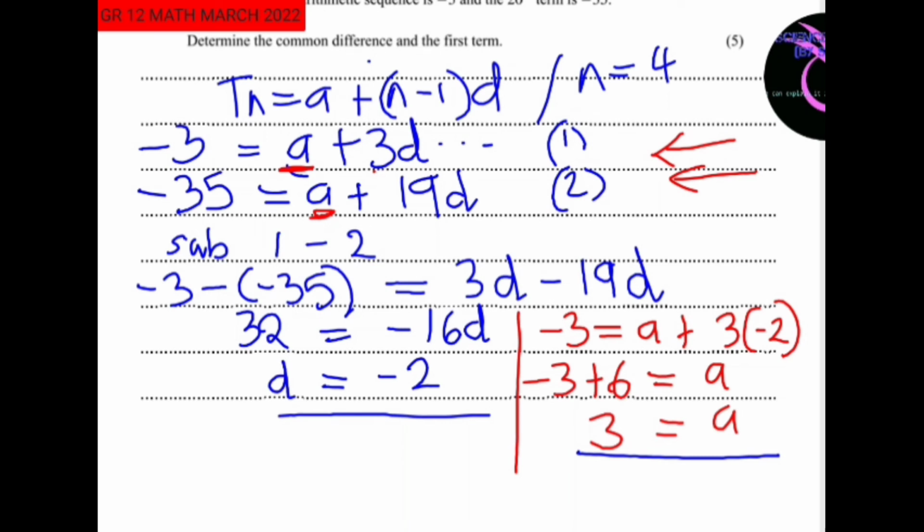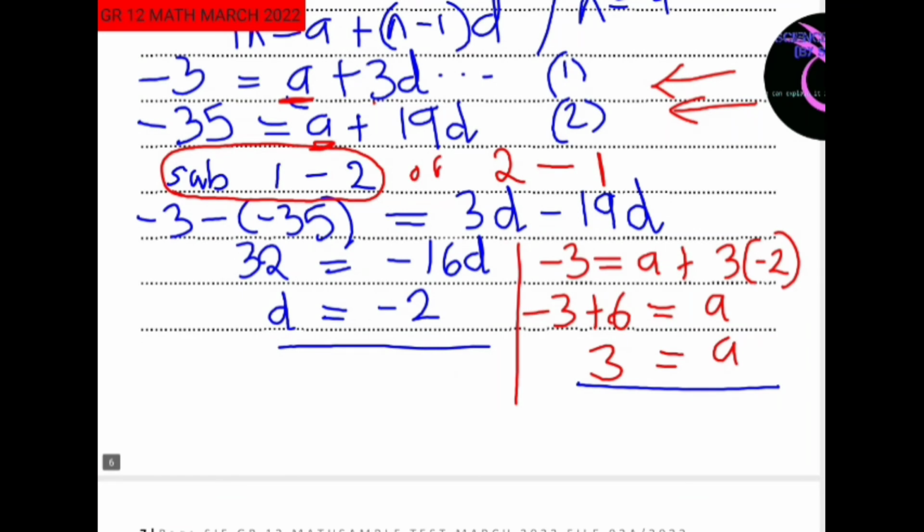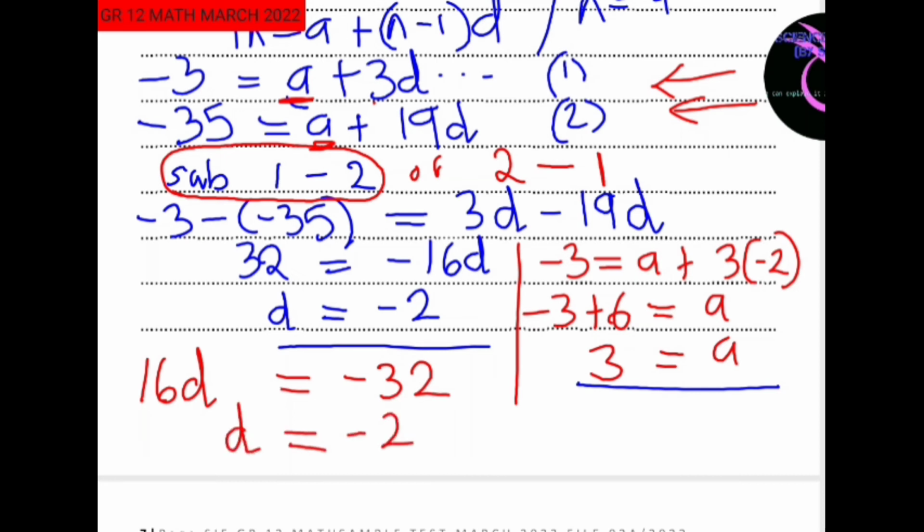Make sure you order which way you want to subtract. In this example, I used equation 1 minus 2. You could also say equation 2 minus 1. It should give you the same thing. Think about it. If you were to say equation 2 minus 1, the 19d minus 3d would give you the 16d, and is equal to the negative 35 minus minus 3 will give you again minus 32. And you still end up with d equals minus 2, and you'll find that a equals 3.